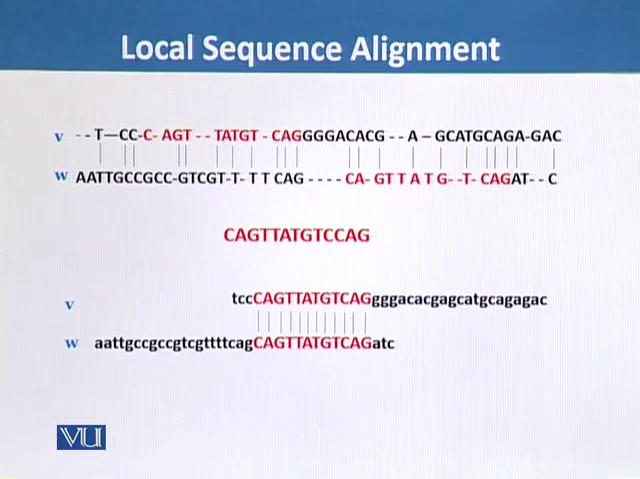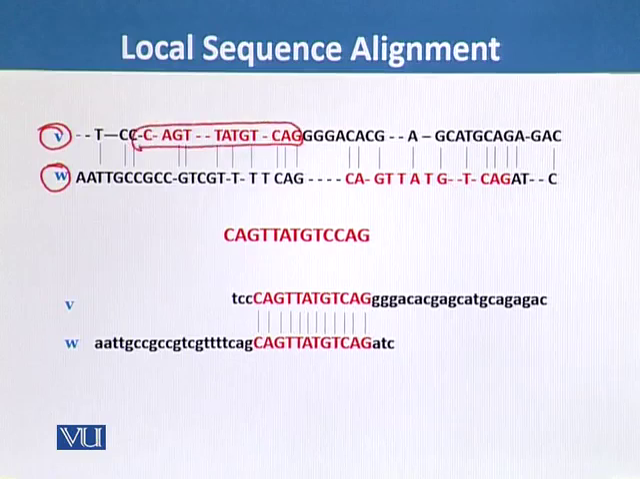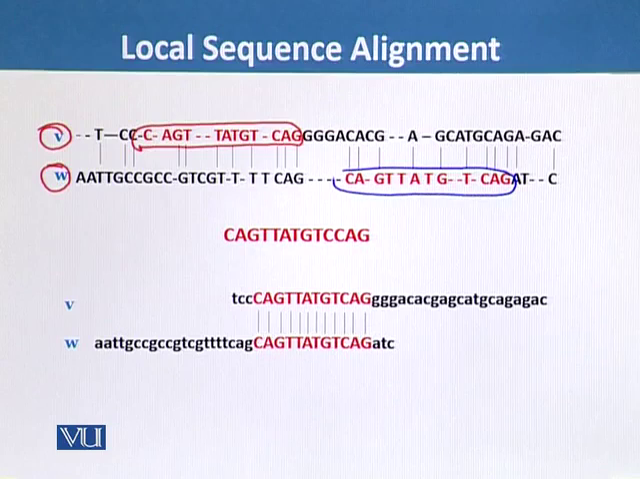So here is an example of local sequence alignment. Now we can see we have two gene sequences present in two different organisms, and we can consider them as hypothetical genes. One is V and the other is W. In the first gene, we can see in red the nucleotides that are conserved in this hypothetical gene, and the same domain in the other gene is present at the end of this gene.